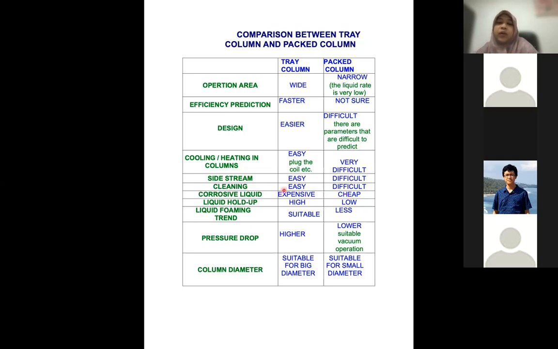Then for the liquid holdup, it is high for the tray column, but low for the packed column. The tray column is suitable for foaming liquid, while the packed column is not suitable for foaming. In the tray column, the pressure drop is higher because the gas has to pass the tray and the bubble cap, while the pressure drop in the packed column is lower, and it is also suitable for vacuum operation. The tray column is suitable for large diameters compared to the packed column, which is for small diameters.